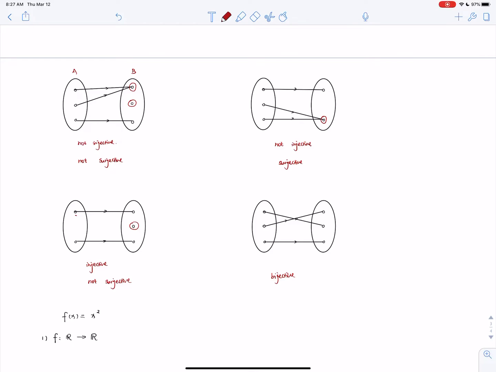In tutorial, a student asked me how to prove a function is bijective. Well, to prove a function is bijective, you need to prove it is injective and surjective.